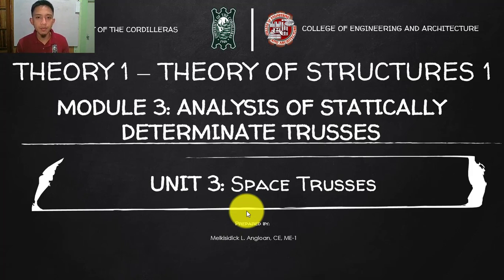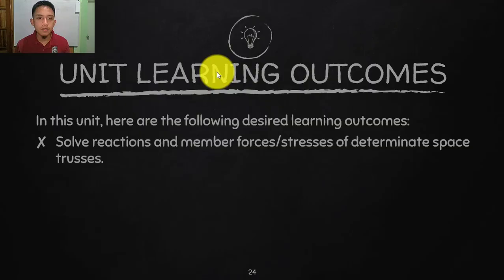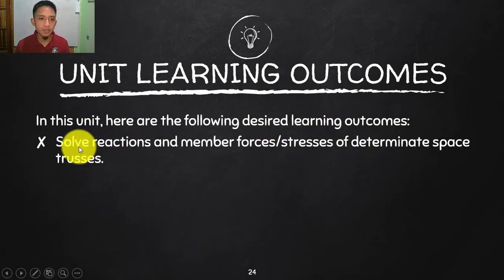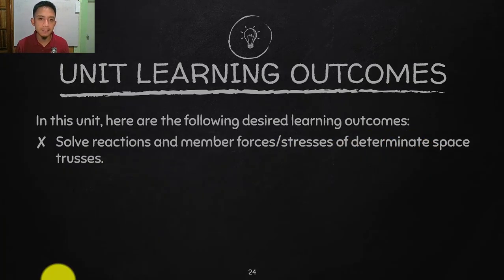By the way, as I mentioned before, we can actually use these two methods at the same time. You can cut, and that will be a method of sections, and at the same time you can consider a point, that is a method of joints. So we can mix these together. So in this unit, we are going to solve reactions and, of course, member forces or stresses of determinate space trusses. So we are referring here, again, to determinate space trusses.